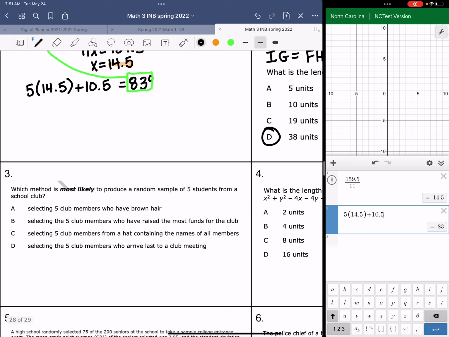Now, we haven't talked about statistics, but I think with these problems you'll be okay if you really just think about it in a common sense format. It says, which method is most likely to produce a random sample of 5 students? So remember the keyword random.